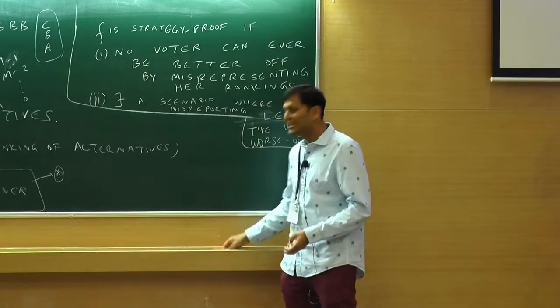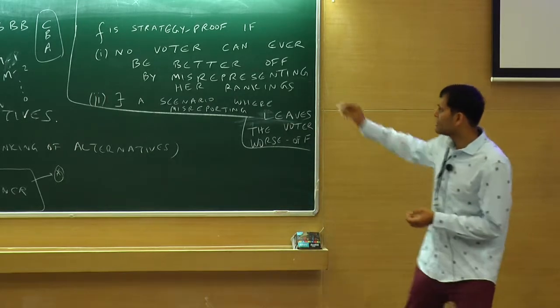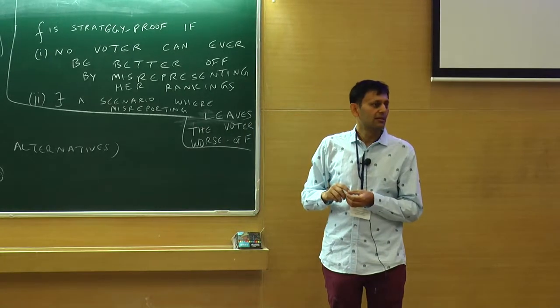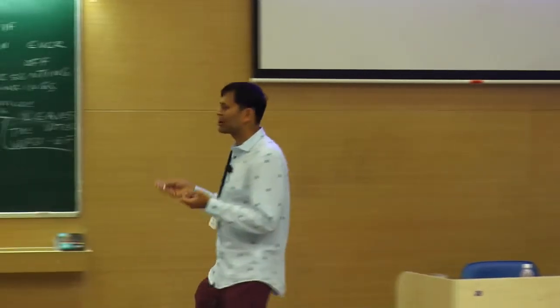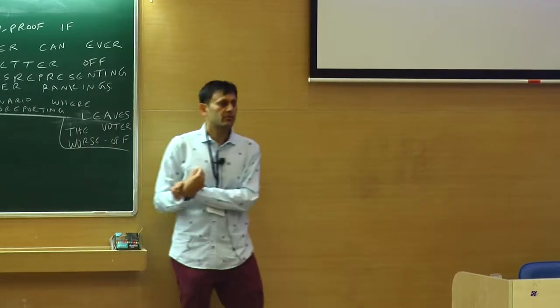Is there any other property that you would like? Other than strategy proofness, is there any other property you would like these rules to satisfy? Yes? The question is, would we like something other than dictatorship? Yes, we would like something other than dictatorship.